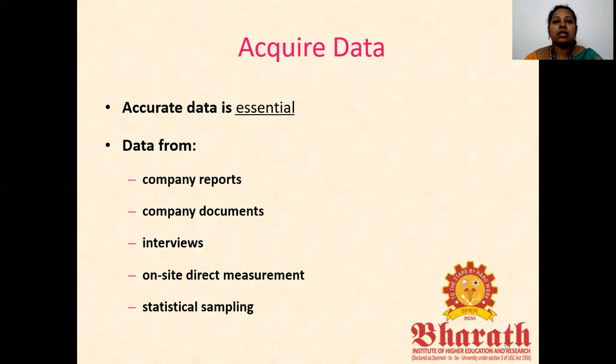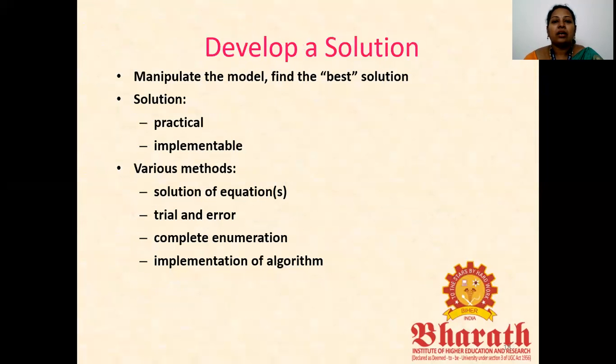Then the next one is accurate data. Accurate data is essential. Based on the data only, we can develop the model and solve the problem. We can get the data from company reports or company documents, interviews, on-site direct measurements, statistical sampling. We can get the data from various aspects. After getting the data, we have to develop a solution. The solution may be the best solution. The solution may be a practical solution or implementable solution.